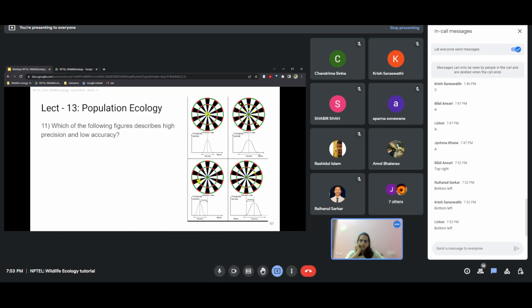Or should I do it in the interest of time? Yeah, go ahead. In the first one, that is top left, the high precision and high accuracy is there, yes, because the readings are very accurate to the central point. Okay, that is the perfect one.